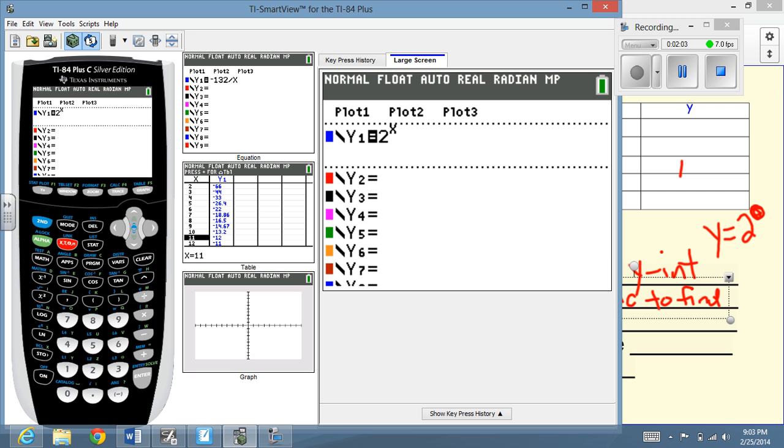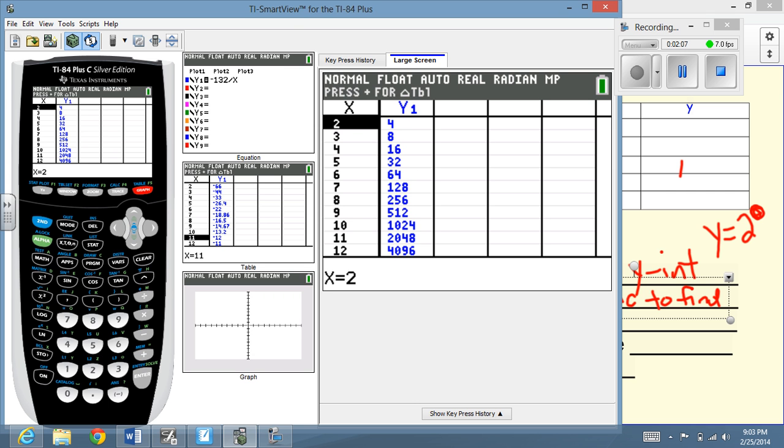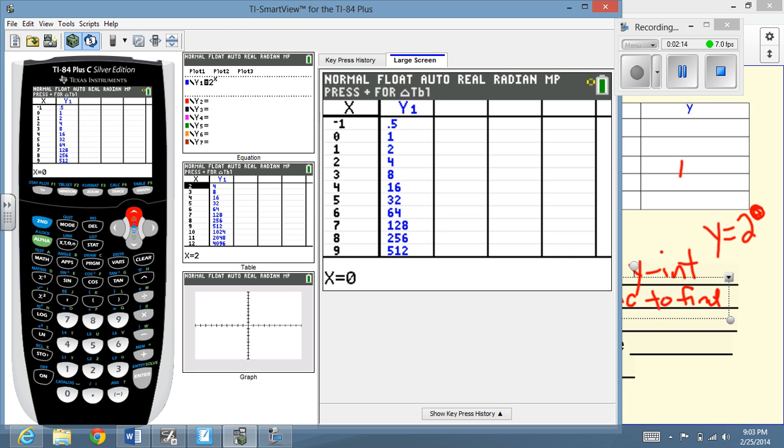I'm going to go ahead and look at my table. So second graph, and here's my table. So I have a whole bunch of values here that I can put into my table. But since I already know that I'm using my y-intercept at 0, 1, I probably want to pick the points that are around that. So for my table, I'm going to use -2 and 0.25, -1 and 0.5, and then I'm going to use 1, 2, and 2, 4.